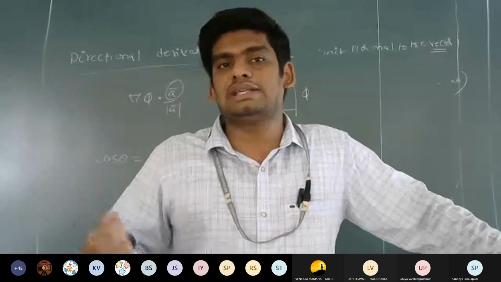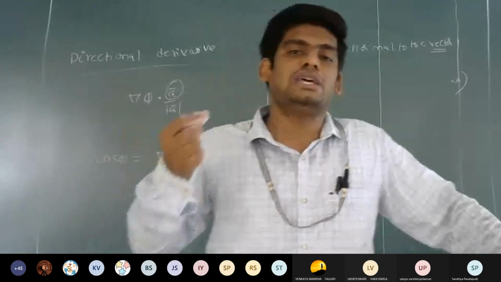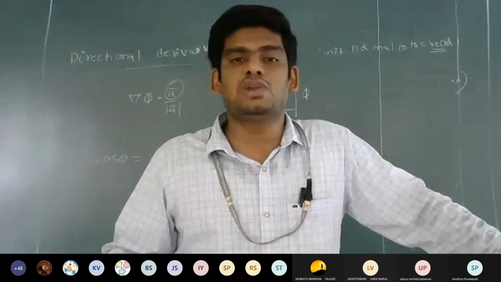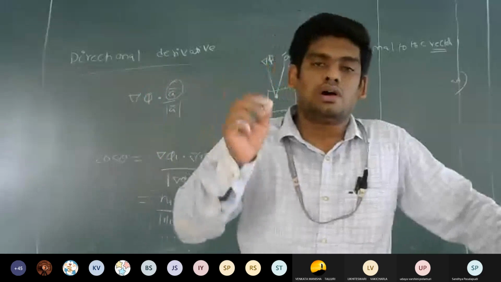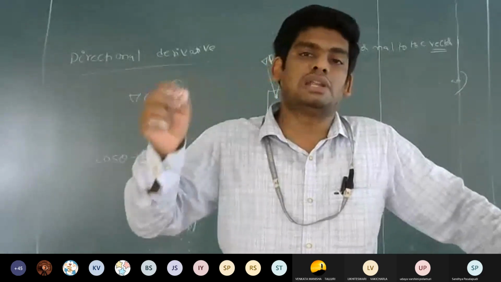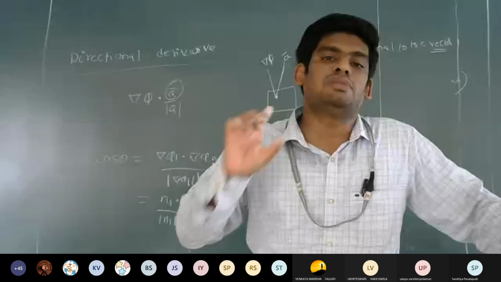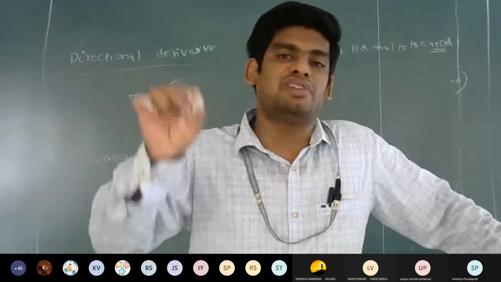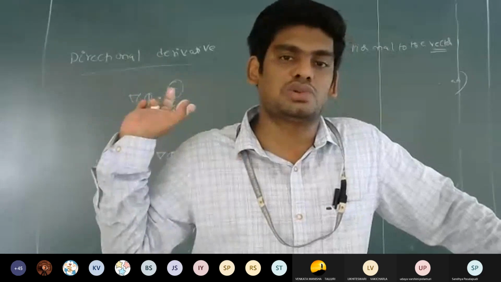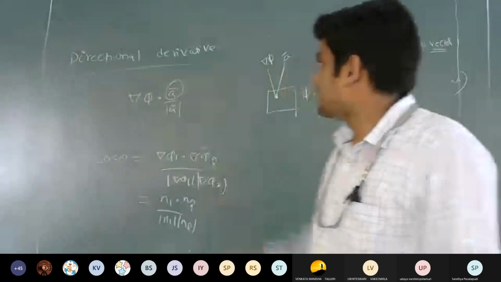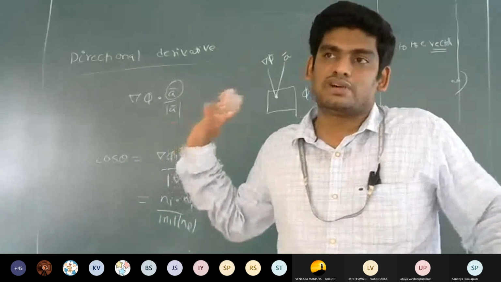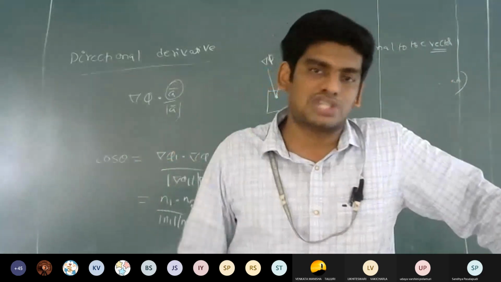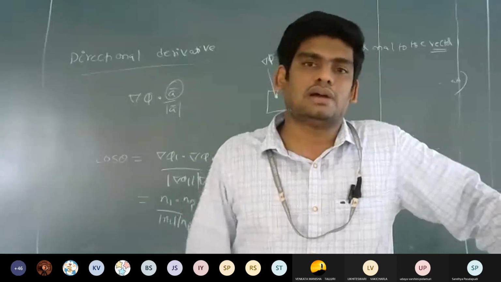So what I'm telling is, in evaluating the directional derivative, the directional vector plays a very key role. First we find the directional vector, and after that you can simplify the given problem. That is the conclusion for the directional derivative. These are the basic concepts in the 5th unit. We have one more definition in the 5th unit, the Laplacian operator, which we will discuss in the coming classes.